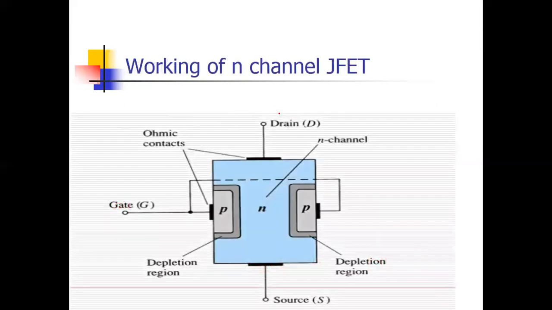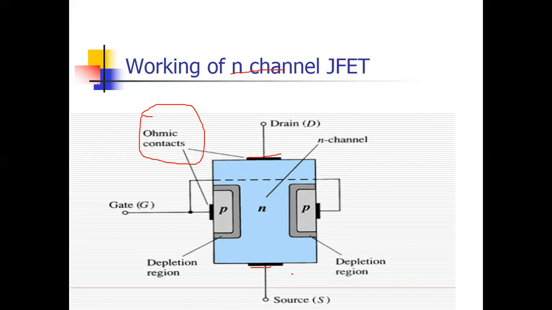Now the working of N channel JFET, or we can say the construction of JFET. Remember, in an N channel, a long N type semiconductor bar is taken. At the ends, two contacts are taken. One is drain, one is source. That contact is called ohmic contact. What do we mean by ohmic contact? An ohmic contact follows Ohm's law, which means the current flowing through this terminal follows the voltage applied here. So the relation between current and voltage follows Ohm's law, or is linear. So this is source, this is drain.